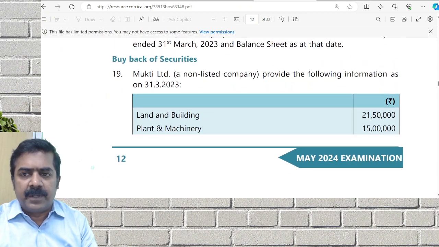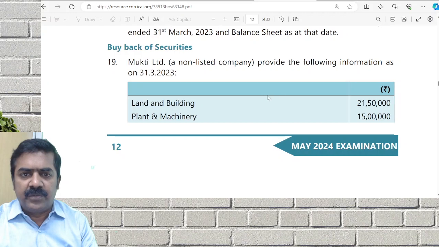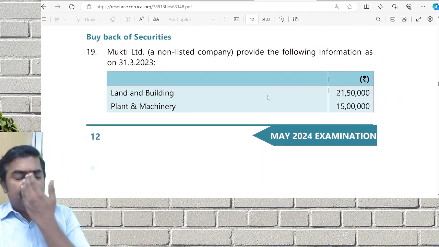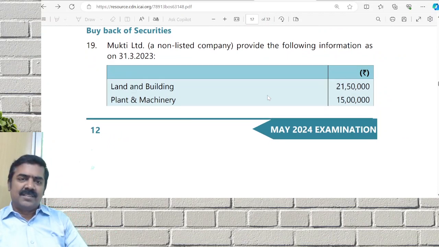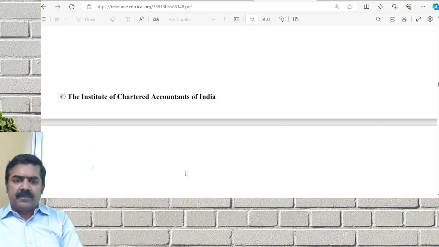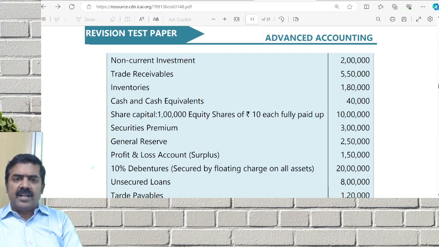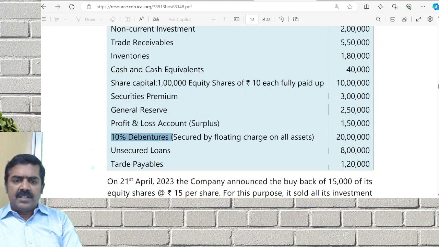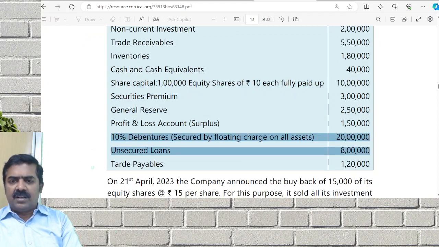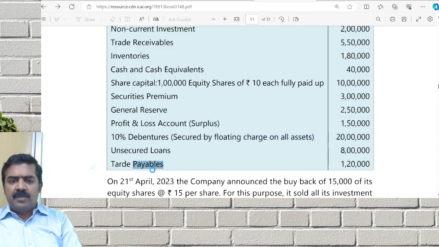This is the model test paper, of course, May 2024. Since accounts has no amendments, it is applicable for all examinations now. Mukti Limited, a non-listed company, provides the following data. They have given land and building and plant and machinery. They have given non-current investment, trade receivable, inventory, cash and cash equivalents, share capital, securities premium, general reserve, P&L account. So all these are reserves and surplus. Debentures, secured loans, and of course, unsecured loan is given to us. Trade payable is given to us.